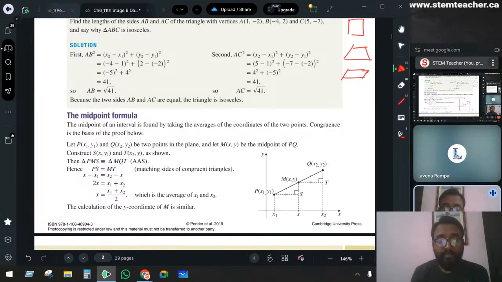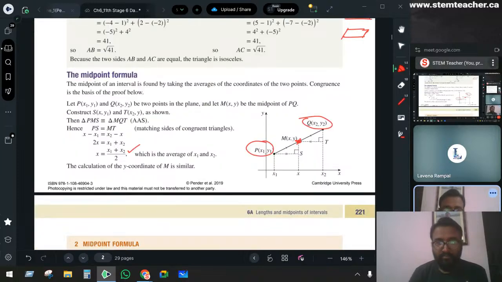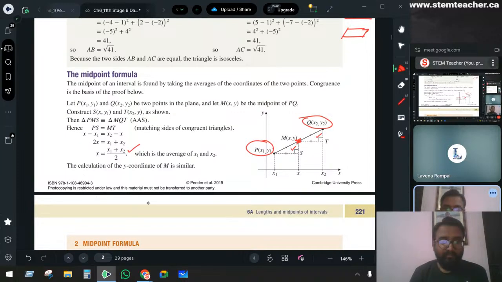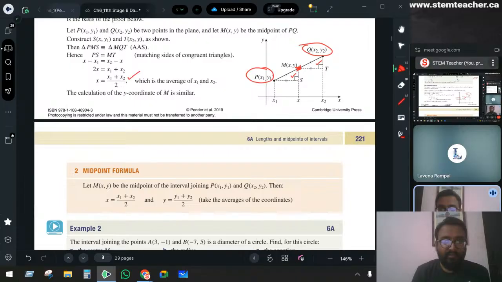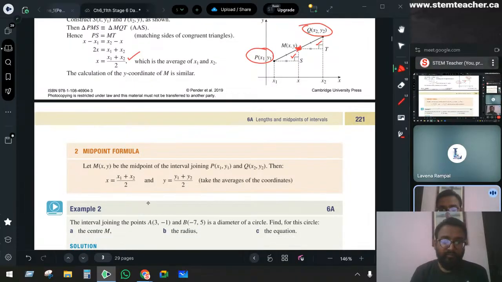And what about the midpoint? Midpoint means this is x1 comma y1. It is x2 comma y2. So we need this midpoint. So this is x comma y if you take. So easily we can get x is equal to (x1 plus x2) by 2. Again, it is a Pythagoras theorem application because we can see two right angle triangles. And the other coordinate will be y is equal to (y1 plus y2) by 2. It is the average of the coordinates.